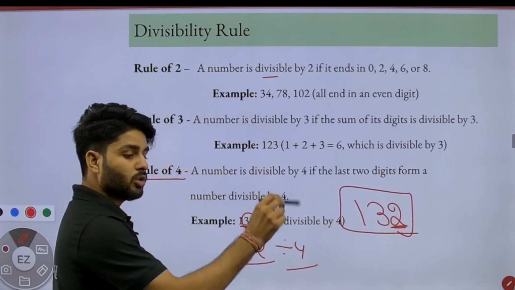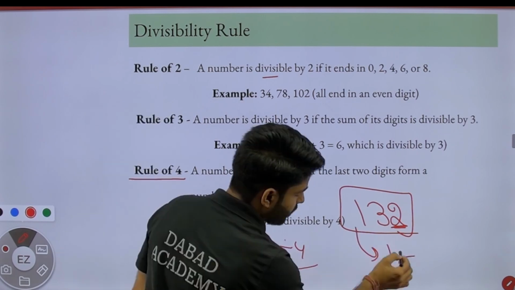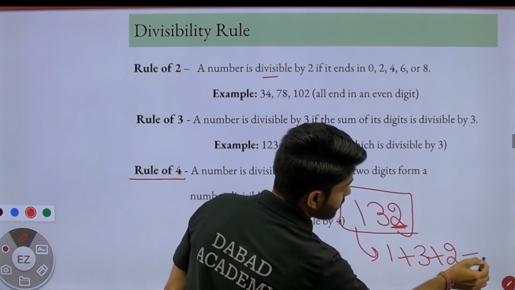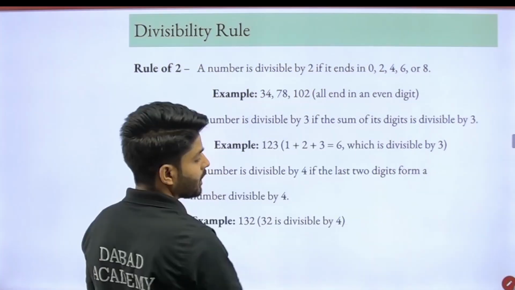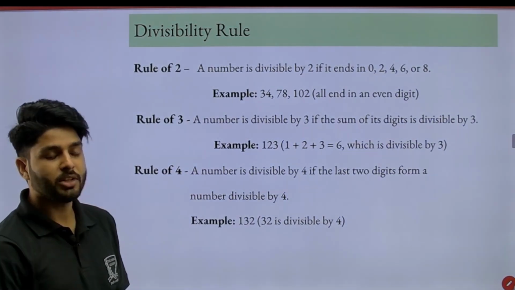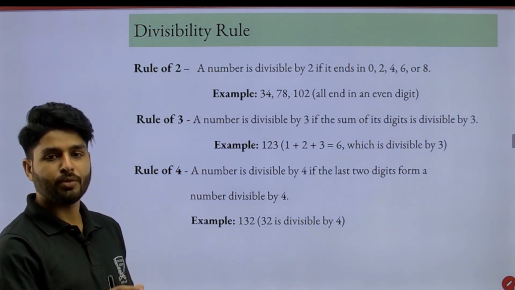This number was also divisible by 3 because the sum of digits of this number is 6, and 6 is divisible by 3, so the entire number is divisible by 3. So I hope you understand the rule of 2, 3 and 4.